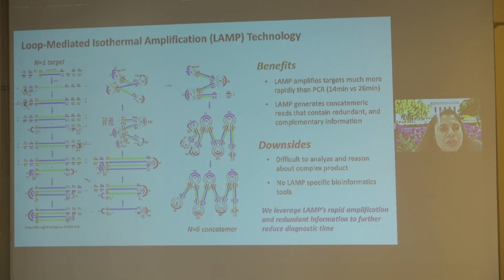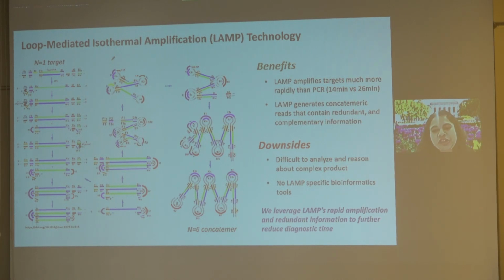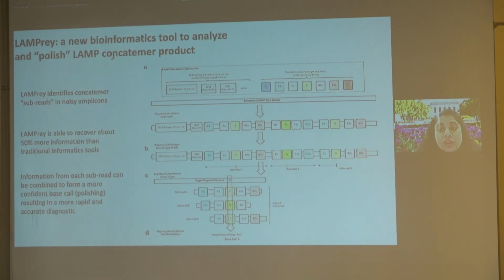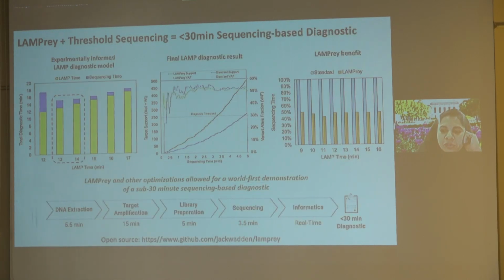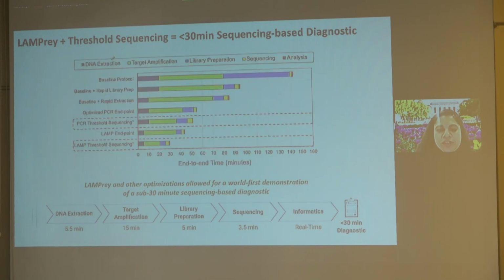So then we did loop mediated amplification. This is why it is fast: it's isothermal, because you don't need to cycle between different temperatures to amplify the product. And then we developed a tool called Lamprey, which would polish this product and clean it up really nice and fast, so that we could actually get to the variants. We did this for one hotspot mutation, and by doing both threshold sequencing and LAMP amplification, we could get it down to less than 30 minutes.